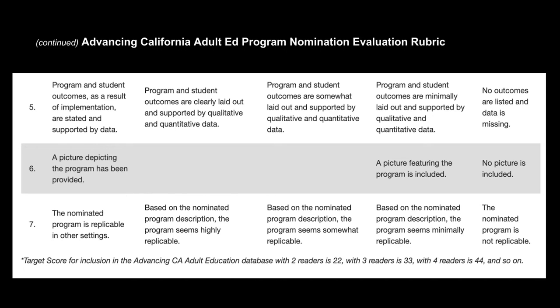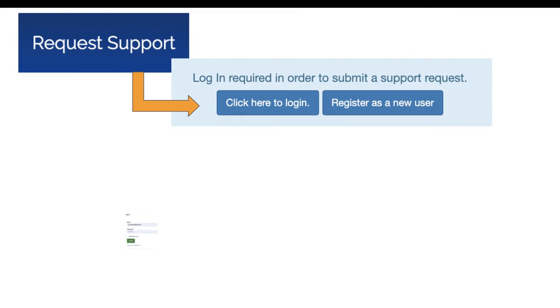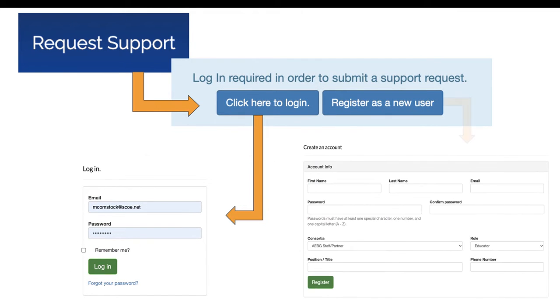In order to nominate, you must ensure you have an account created on the CAP website. If you do not have an account, simply click on Request Support on the home page, select Register as a new user, and then add your name, email address, password, consortium, role, position/title, and phone number. Then hit register. Being registered on the CAP website will allow you to easily sign up for CAP TAP hosted webinars, request technical assistance, as well as nominate new, emerging, and or promising programs.